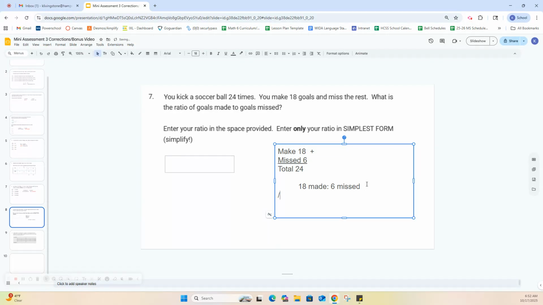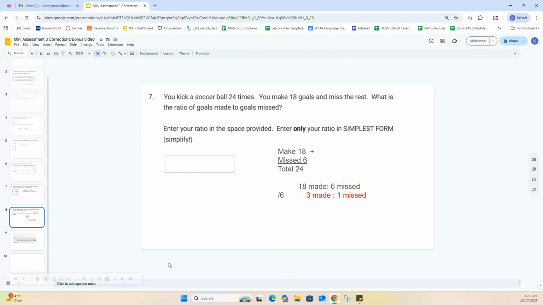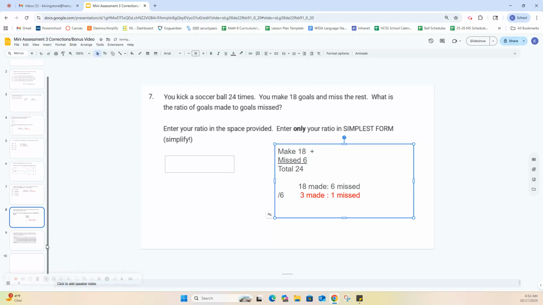And you are correct, it would have been 6. So if I divide both terms by 6, it is 3 goals made to 1 goal missed. So that should have been a 3-to-1 ratio. On your quiz, I believe if you put 9 to 3, I also gave you that because you tried to simplify, it just wasn't all the way. All right, let's keep going.